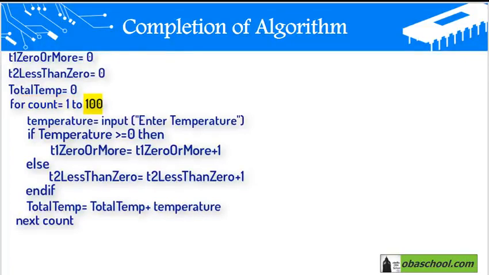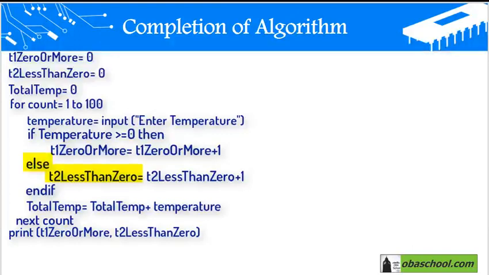When the count reaches the 100, it will get out from the loop and print to the user how many times the user entered a value of temperature that is greater than or equal to 0, which is T1, 0 or more, and also will show how many times the user entered temperature less than 0, that is saved in variable T2, less than 0. We write it by putting a print, and we put the two variables between brackets and use a comma to split between the first variable and the second variable.